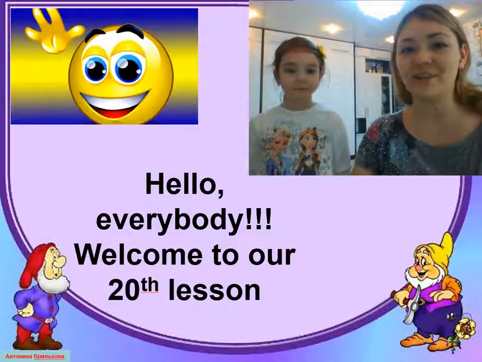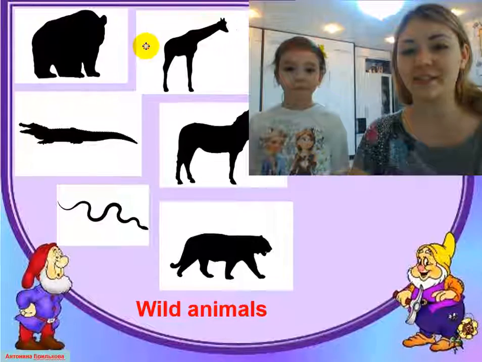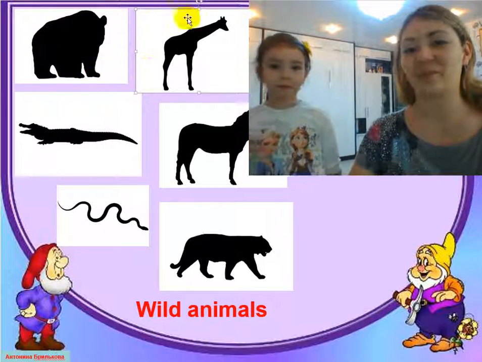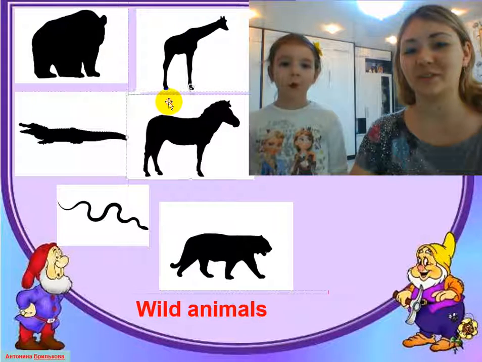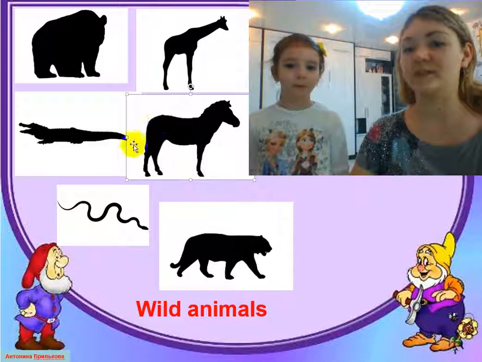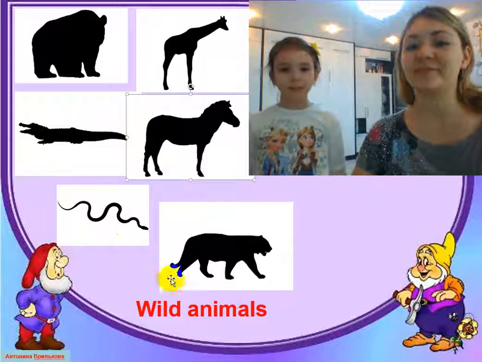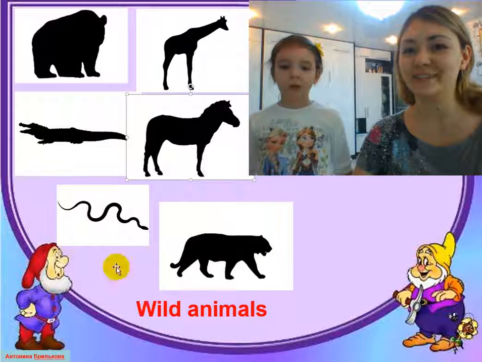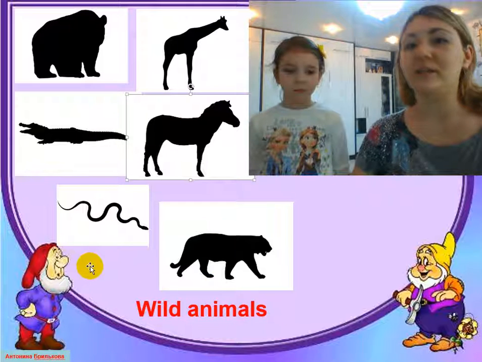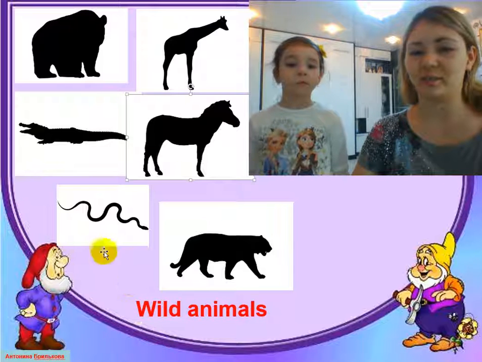First of all, let's revise our words. Look at these pictures and tell me please, what is this? Bear. Or panda. What is this? Giraffe. What is this? Zebra. What is this? Crocodile. What is this? Snake. Very good. And what is this? Tiger. These are wild animals. They live in the forest, not with people, yes? They are wild animals. Okay.